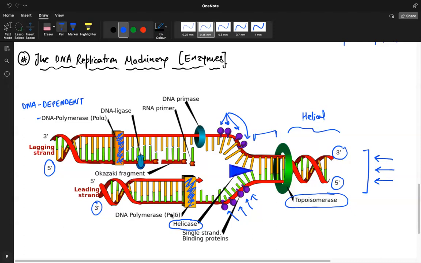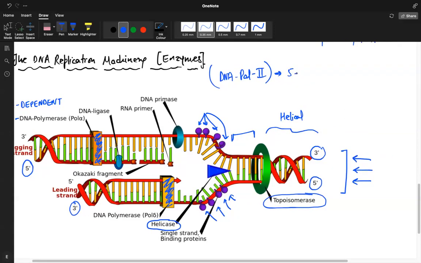And also let me tell you, it's very specifically pol 2. So there are three kinds of polymerases: pol 1, pol 2, pol 3. Polymerase 1, polymerase 2, polymerase 3. So it's specifically DNA polymerase 2, and 2 is Roman. So you can write DNA pol 2. Okay. So this DNA pol 2 can only work in 5' to 3' direction.